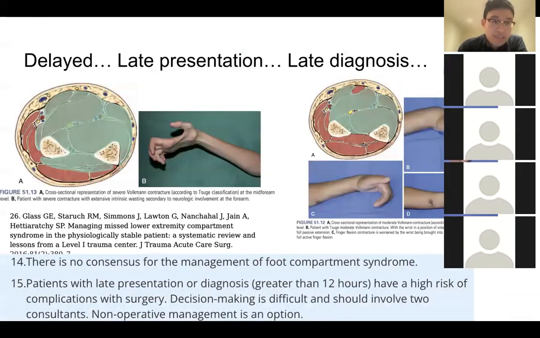If the patient has had a delayed presentation or late diagnosis, depending on the compartment that has necrosed or gone into contracture, say, for example, for more than 12 hours, you ideally want 2 senior colleagues. So in both standards, it specifically states that you need 2 consultants to make that decision.